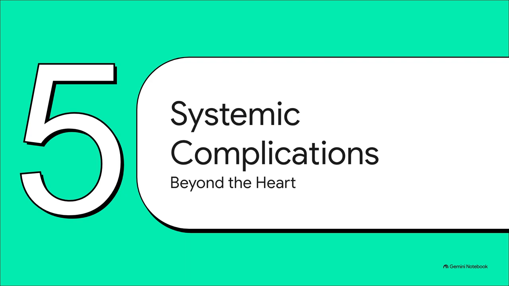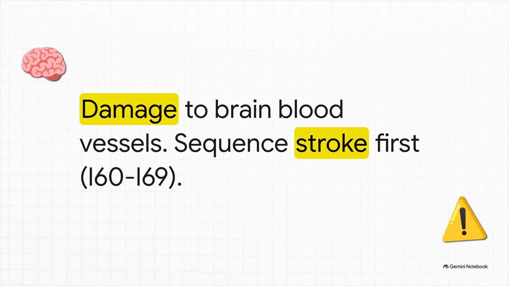Let's look outward now in Section 5, Systemic hypertensive complications. When hypertension damages other organs, the brain is obviously a primary concern. Hypertensive cerebrovascular disease happens when high blood pressure damages the blood vessels up in the brain, potentially leading to a stroke or other severe neurological issues.